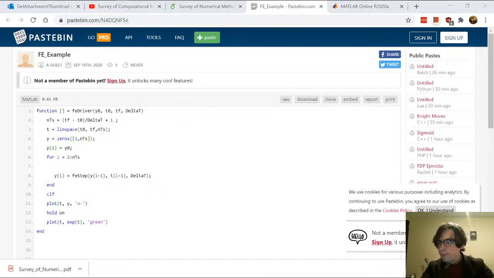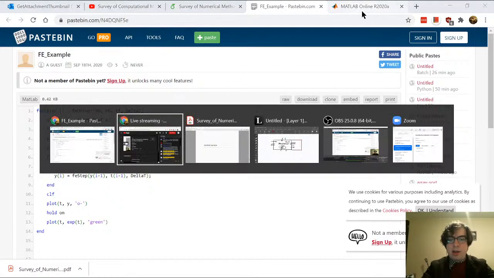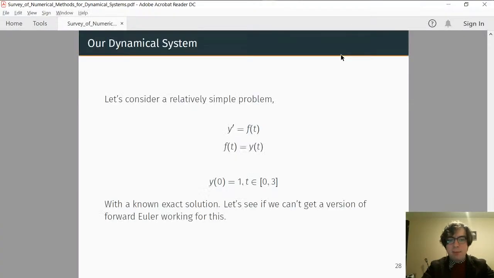Paste. There you go. This is the setup for a forward Euler solve to a test problem. Our test problem is this: y prime is equal to some function. That function is in fact equal to the solution, so we can write this as y prime is equal to y of t. And we have the initial conditions as well as the domain we want to solve it on.